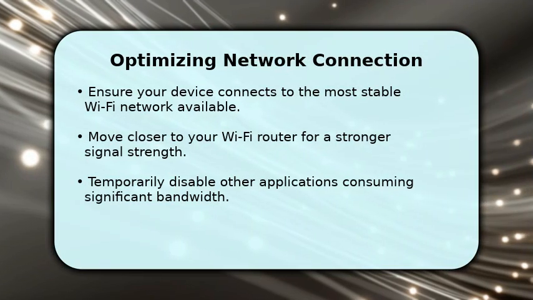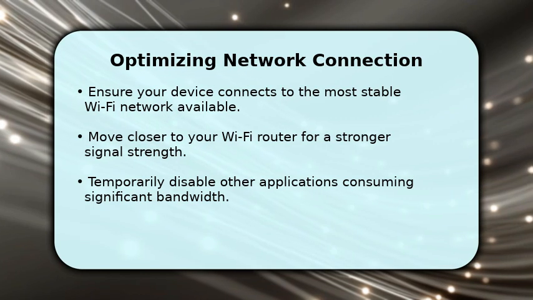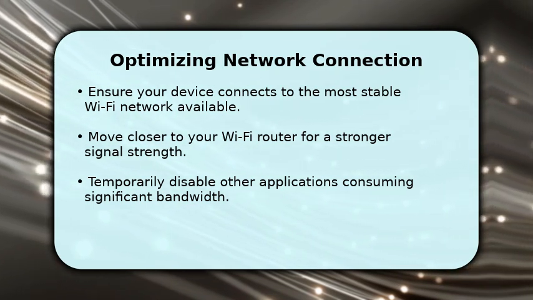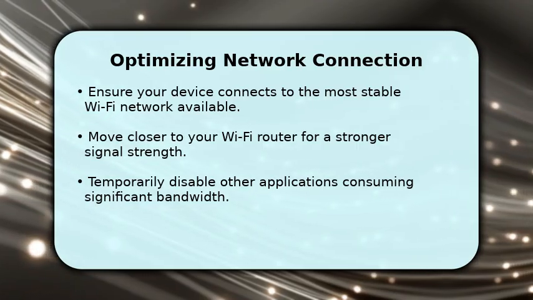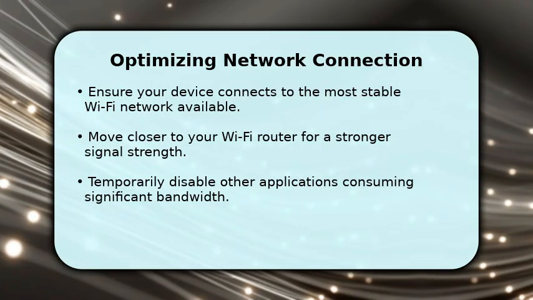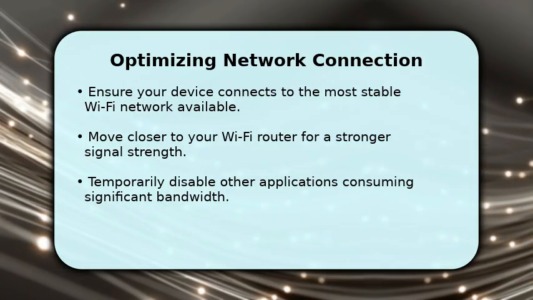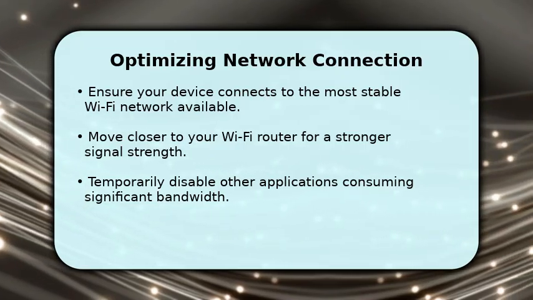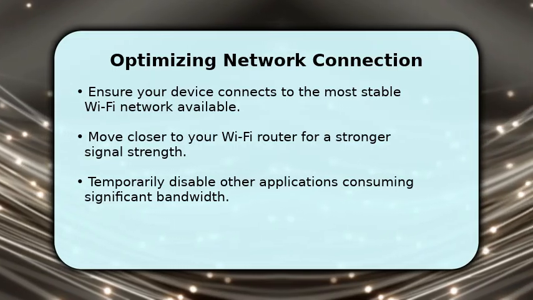When your network is unstable, try optimizing your connection. Ensure your device connects to the most stable Wi-Fi network available, perhaps a 5 GHz band if supported. Moving closer to your Wi-Fi router can significantly improve signal strength. Also, temporarily disable other applications consuming significant bandwidth, like streaming services, to free up network resources for Capcut. These small adjustments can make a big difference.